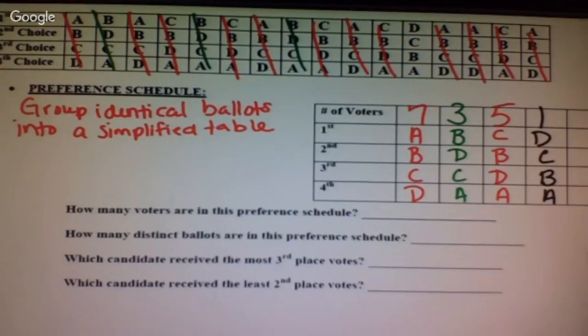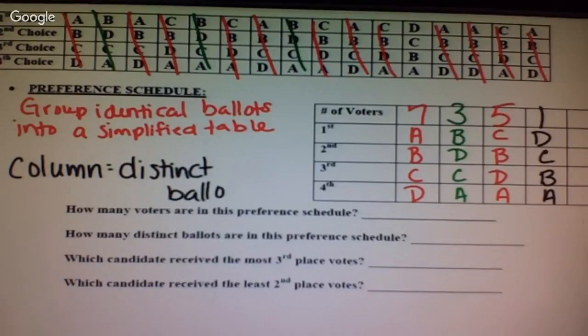So now that looks a lot easier to deal with. Okay. So each column in this is what they call a distinct ballot. Each column is a distinct ballot because the order is different than every other column. All right, so you'll be able to answer some questions using a preference schedule.